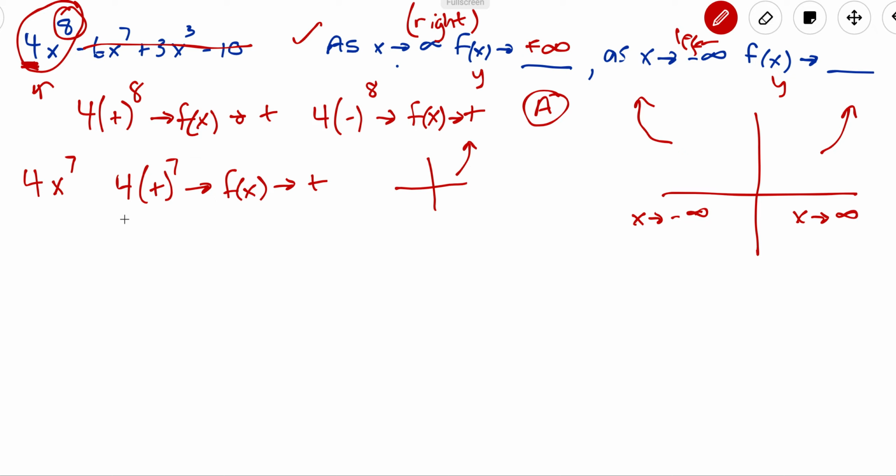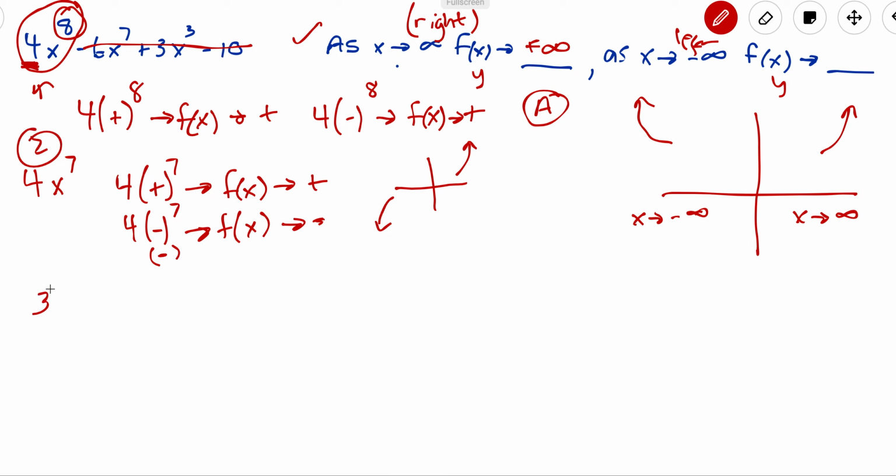But what if we put a negative number in? 4 times a negative number to the 7th power. A negative number to an odd power is negative. Times 4 is going to be a negative number, so this is going to approach negative infinity. So this is what your end behavior is going to look like. So that's possibility number 2.